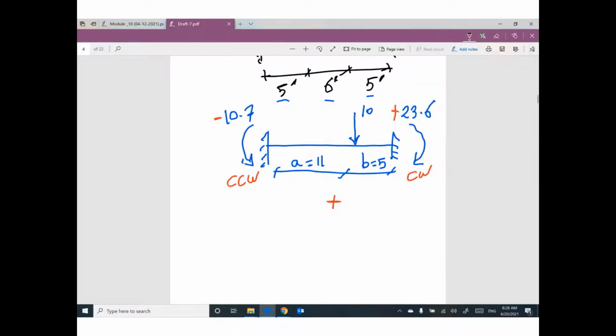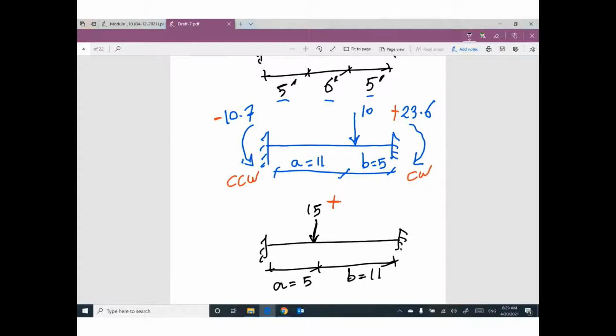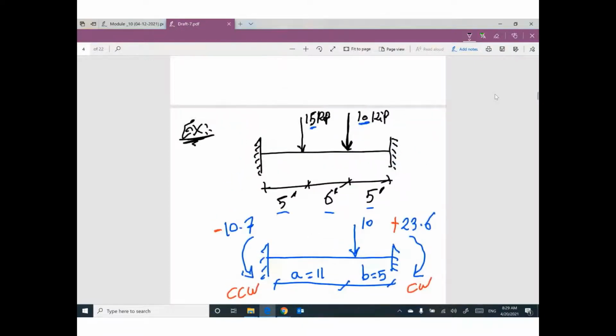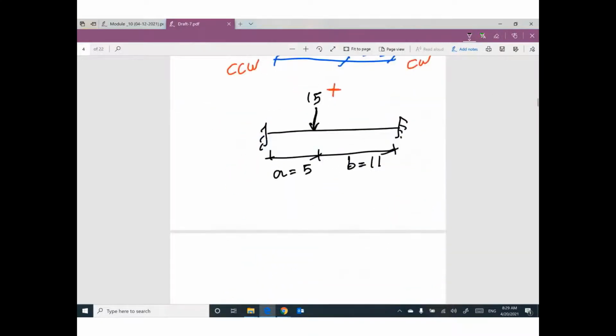I'm gonna assume we have this concentrated load alone, which is 15, and distances A equal 5, B equal 11. That makes sense? This one is alone, 15. So we will have concentrated moment here and concentrated moment here as usual, clockwise and counterclockwise. Your values 35.4, 16.1. Clockwise will be positive, counterclockwise will be negative.